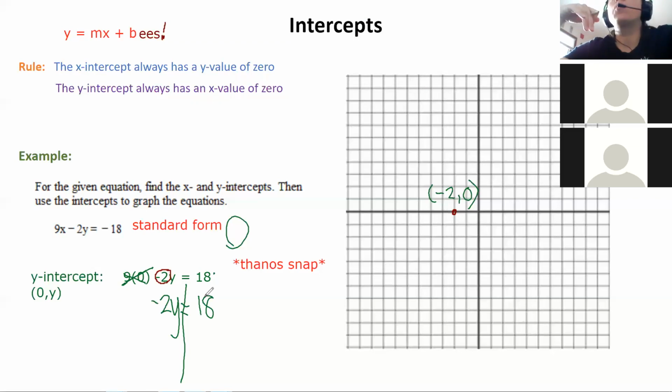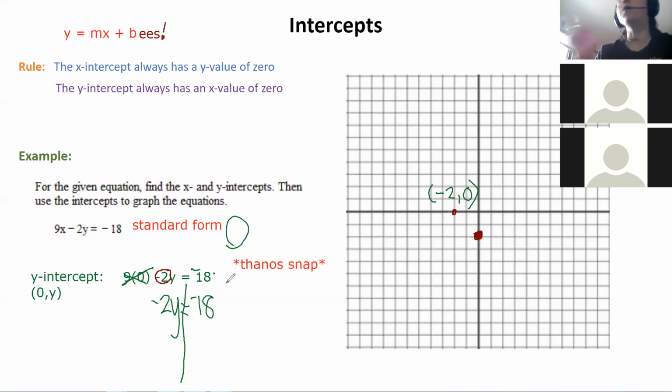Wait, why is the 18 positive? Good catch, because your teacher wrote it incorrectly. I snapped it for the negative sign. Yeah, oh my gosh. And we would then divide by the 2, but it would be the negative 2.